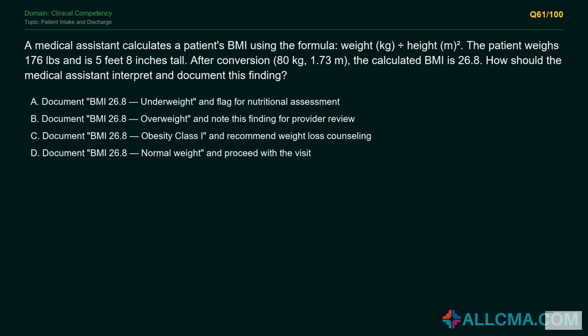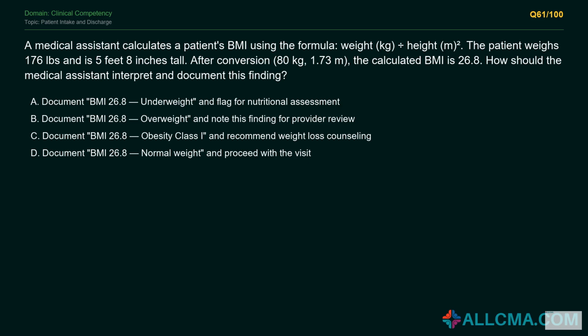Question 61. A medical assistant calculates a patient's BMI using the formula weight in kg divided by height in m squared. The patient weighs 176 pounds and is 5 feet 8 inches tall. After conversion, 80 kilograms, 1.73 m, the calculated BMI is 26.8. How should the medical assistant interpret and document this finding?